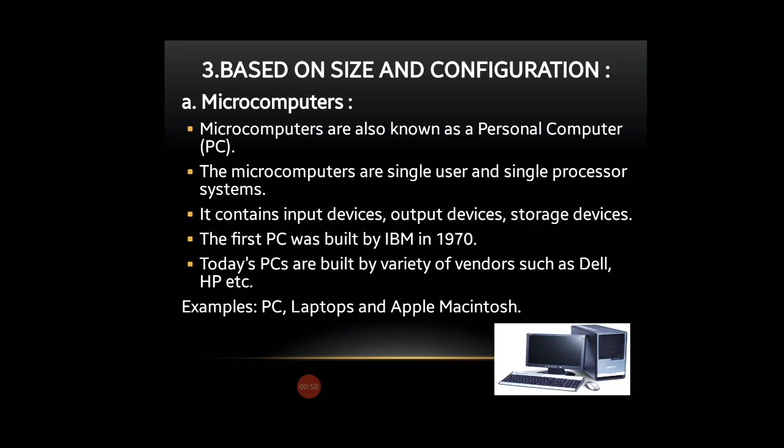And the first personal computer was built by IBM in 1970, and it consists of input unit, output unit, processing unit, as well as storage unit or storage devices. And today, many manufacturers develop computers like Dell, HP, Lenovo, Acer. So a wide variety of vendors are there, but initially the first personal computers were developed by IBM. Examples are PC, laptop, Apple Macintosh, notebook computers. These all come under the microcomputers category only.